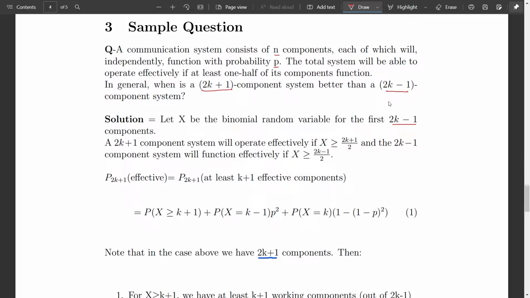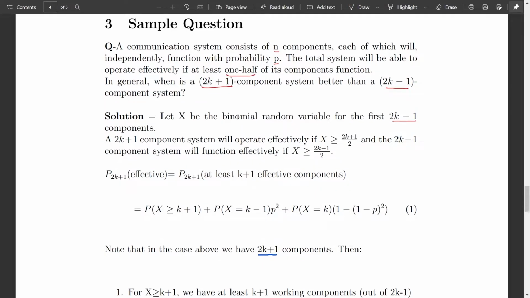Moving on to our sample question: a communication system consists of n components, each of which will independently function with probability p. The total system will be able to operate effectively if at least one half of its components function. The main question is: in general, when is a 2k plus 1 component system better than a 2k minus 1 component system?